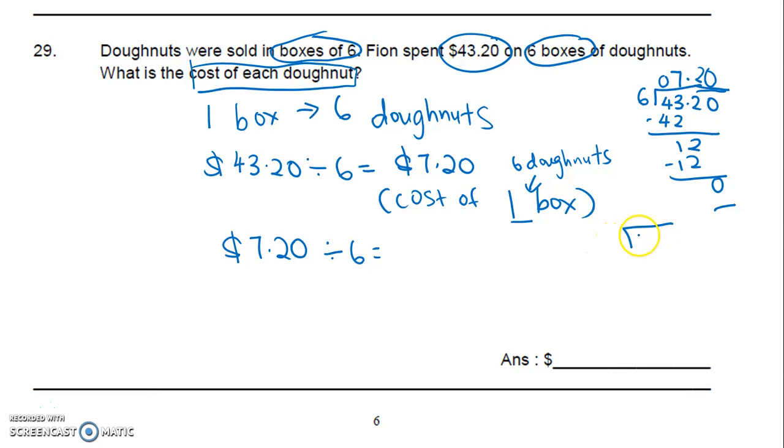So again, doing my working, 7.20 divided by 6. So 1, 6. This is 12. Remember my dot. 12 is 2, minus 12, 0. So 0. Oops, sorry, 0. So this is $1.20. This is the cost of one donut.